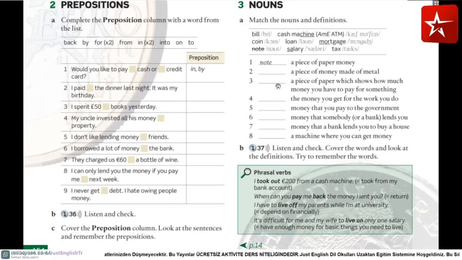So let's continue with number 3. A piece of paper which shows how much money you have to pay for something. Kerim says it is bill. Okay, let's wait for the other comments, and then I will let you know the correct answer.